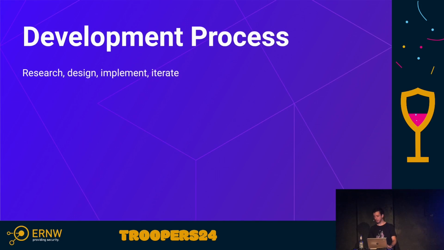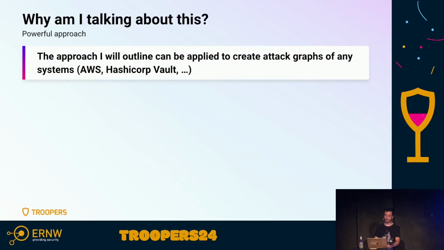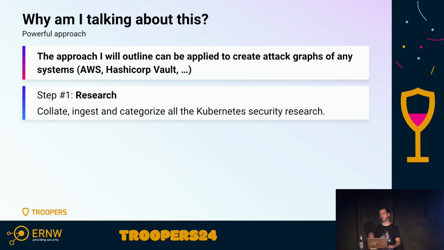Another part I wanted to talk about is the research and development process that we followed on the tool. Why we want to talk about it is that we think it can be applied to other things like HashiCorp Vault, AWS IAM or similar, because we believe graph technology can be a good fit for other security problems that need to be solved.